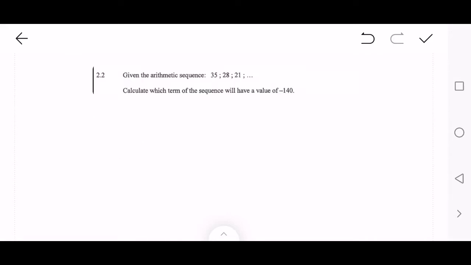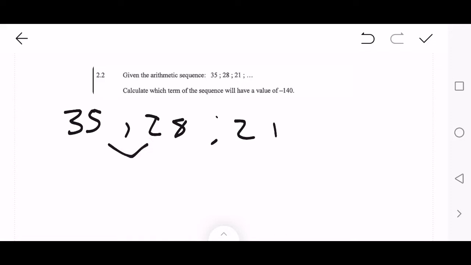In this question, we're given an arithmetic sequence, and it says calculate which term of the sequence will have the value of minus 140. So we were given 35, 28, and 21. The nice thing about an arithmetic sequence is that it has only one difference. So that is 28 minus 35, that will be a minus 7. And 21 minus 28, that will be a minus 7.